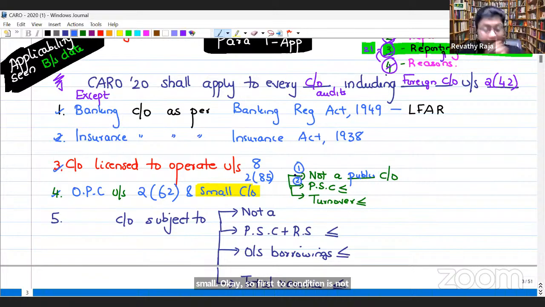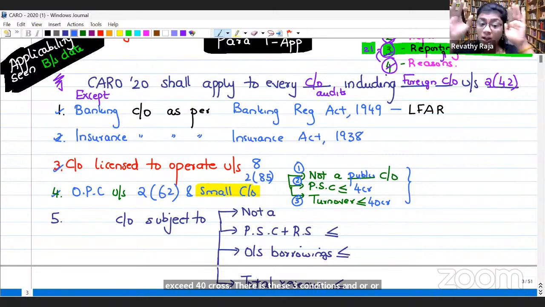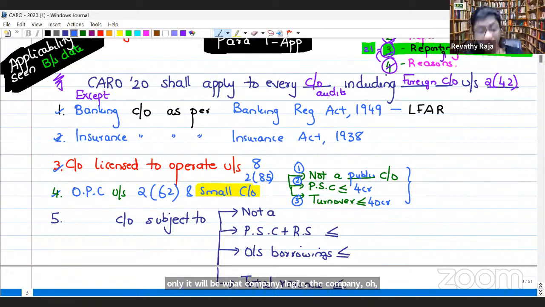So the first condition is not a public company. Second, paid up capital of the company shall not exceed, now the limit was increased, 4 crore. Now, last year turnover should not exceed 40 crores. Are these three conditions 'and' or 'or'? All three conditions should be satisfied. Then only it will be deemed a small company. For a small company, there are a lot of exemptions, like IFC is not applicable, ceiling limit is not there, and likewise, CARO is also exempt. IFC means internal financial control.